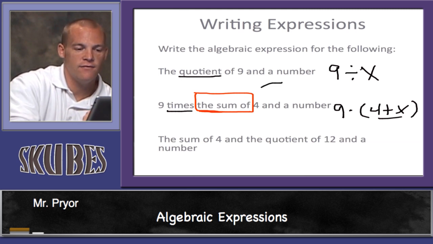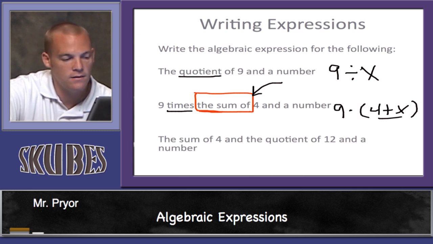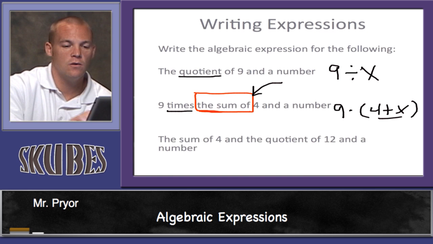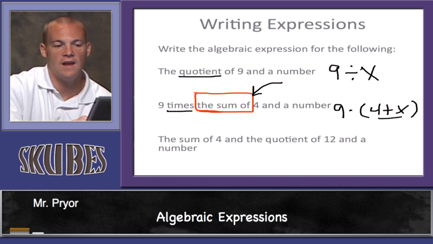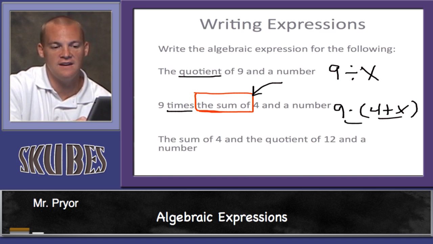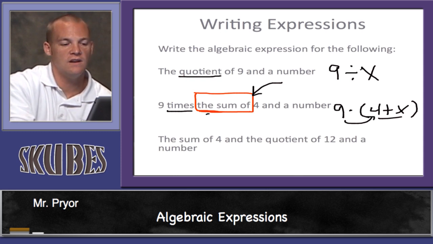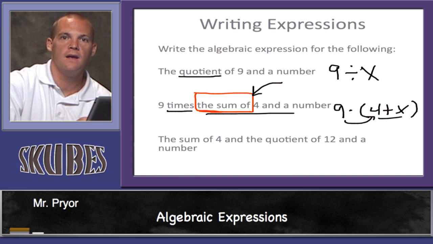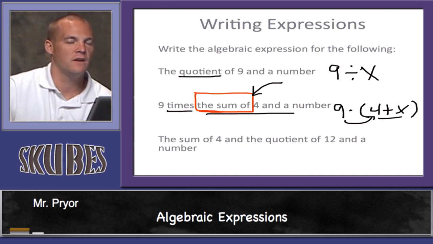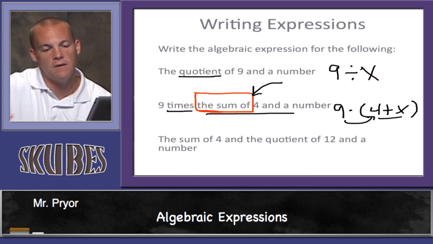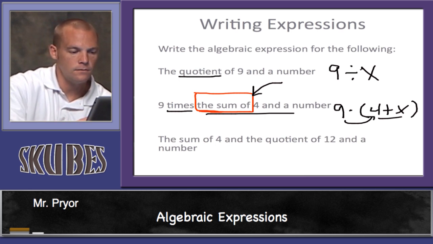The key is identifying that phrase right there, the sum of, because that tells you that parentheses are necessary. If we don't put the parentheses there, what you're saying then is that the math needs to be 9 times 4 first, and that's not what they're asking. They're wanting you to do the addition first, then multiply. And that's where it can get a little tricky, because if you're not familiar with order of operations, that may not make a whole lot of sense to you. So you may want to go check out that video.